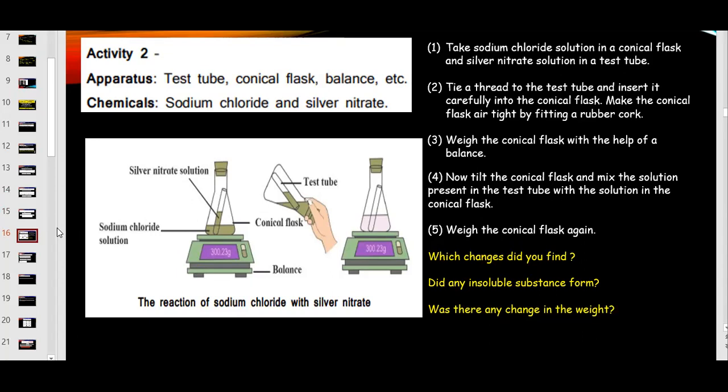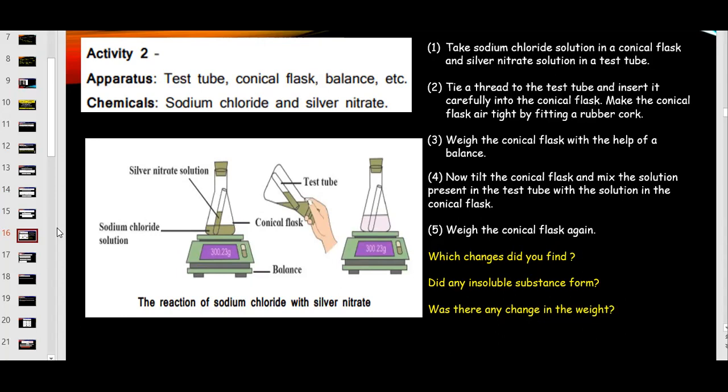So it is shown here in the diagram: silver nitrate in the test tube, sodium chloride solution in the conical flask. Tie a thread to the test tube and insert it carefully into the conical flask. Make the conical flask airtight by fitting a rubber cork. This rubber cork will not allow whatever gas is formed to go out. Suppose when we mix the two solutions, a gas is formed there. If you use a rubber cork, it doesn't go out.